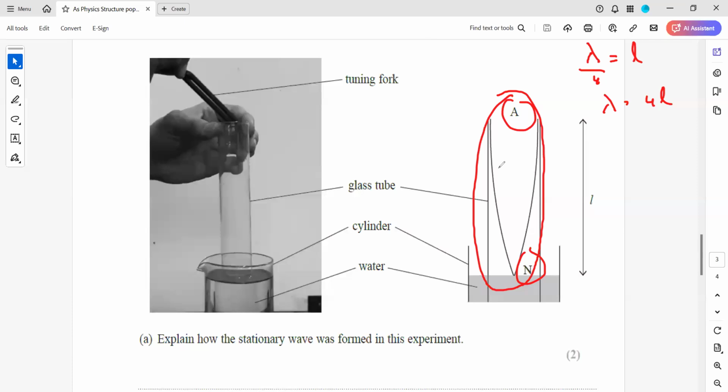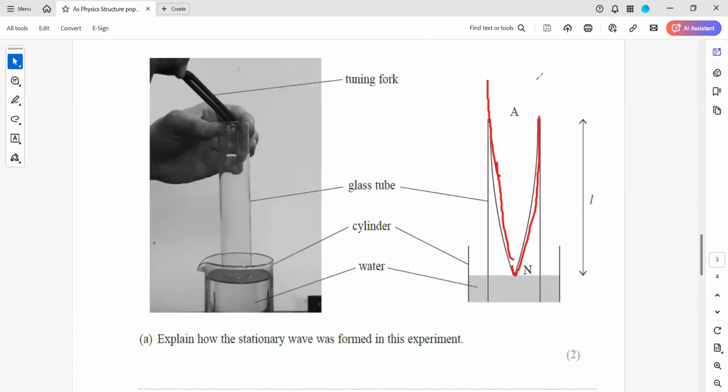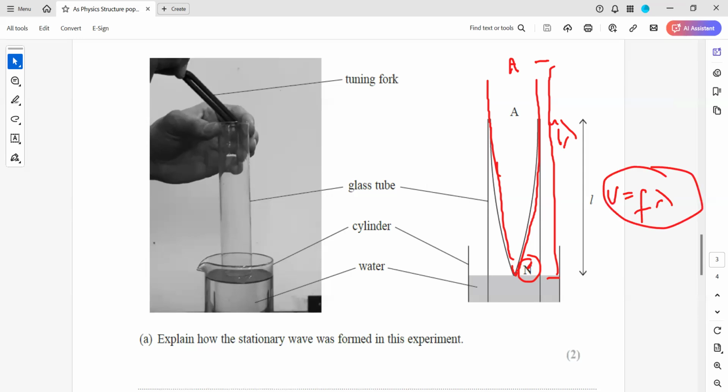If the antinode is formed here and the node is formed here, what happens to this distance? The wavelength will be longer than what we calculated, because we calculated assuming the node is at the water and the antinode is at the open end. So we got a smaller value for the wavelength, and with a smaller wavelength we get a smaller speed, because we have the formula v equals f lambda.